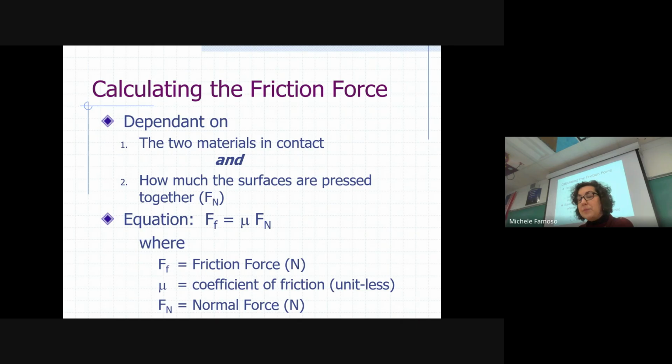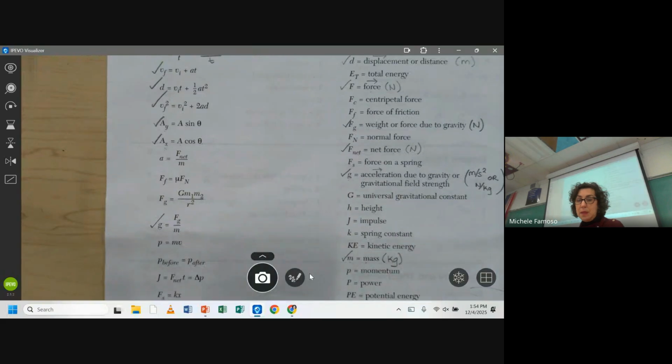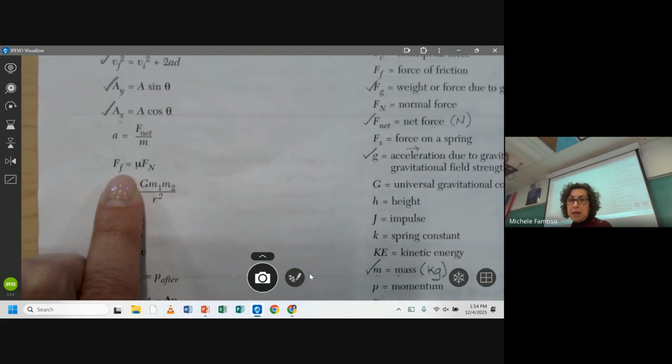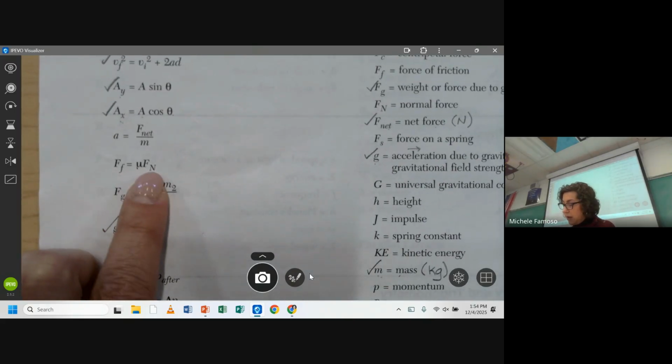Be careful. You don't want the mu to look like a lowercase m. It's a U with a tail in the front. Lowercase u with a tail in the front. Okay, let's go to our reference table. Page 6. Here's the equation I want you to check off. FF equals mu Fn.